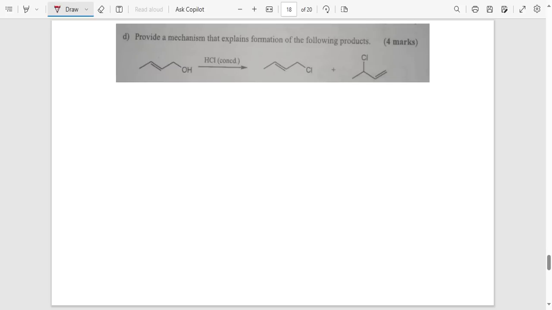Provide a mechanism to explain the formation of the following products. So starting with the first one, we have got OH at the end, and we have got a double bond here. We are reacting this with hydrochloric acid.